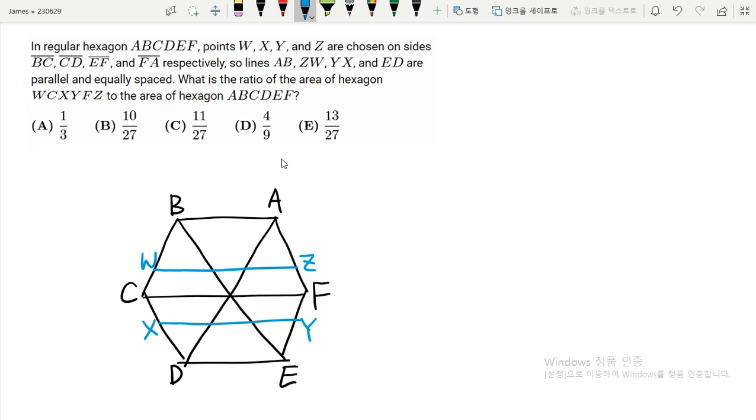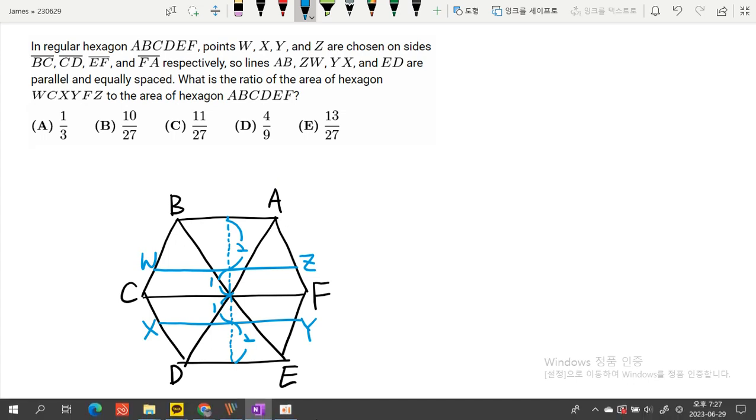So that means if we make the altitude of this triangle, the ratio between these two is 2 to 1, because if we connect the other triangle like this, now they are equally spaced. All the distance width is 2 between these 4 lines.